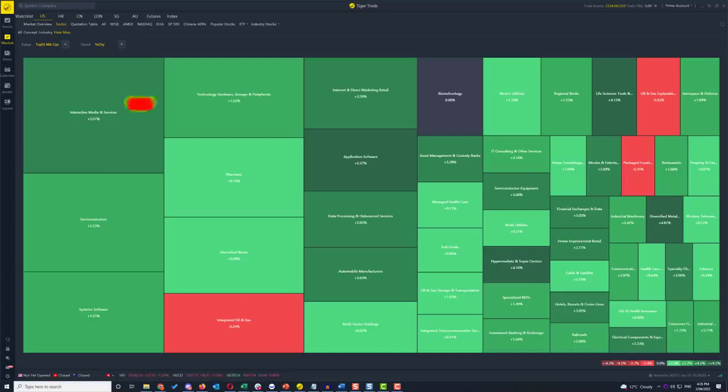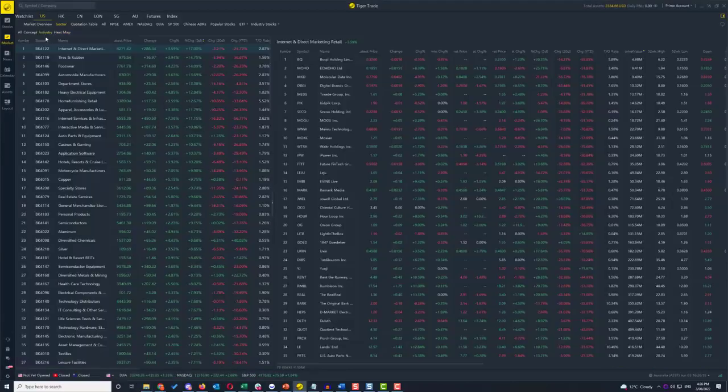Some of the ones that I think a lot of people wouldn't look at were things like application software, hypermarkets and supercenters, and of course, hotel resorts and cruise liners. They were some of the best performing ones. Also, interactive media and services. So when we scroll across to the industries, and you look at all the industries here on the left-hand side, there's a whole bunch of different stocks and sectors out there within the S&P 500, which are doing well over different times.